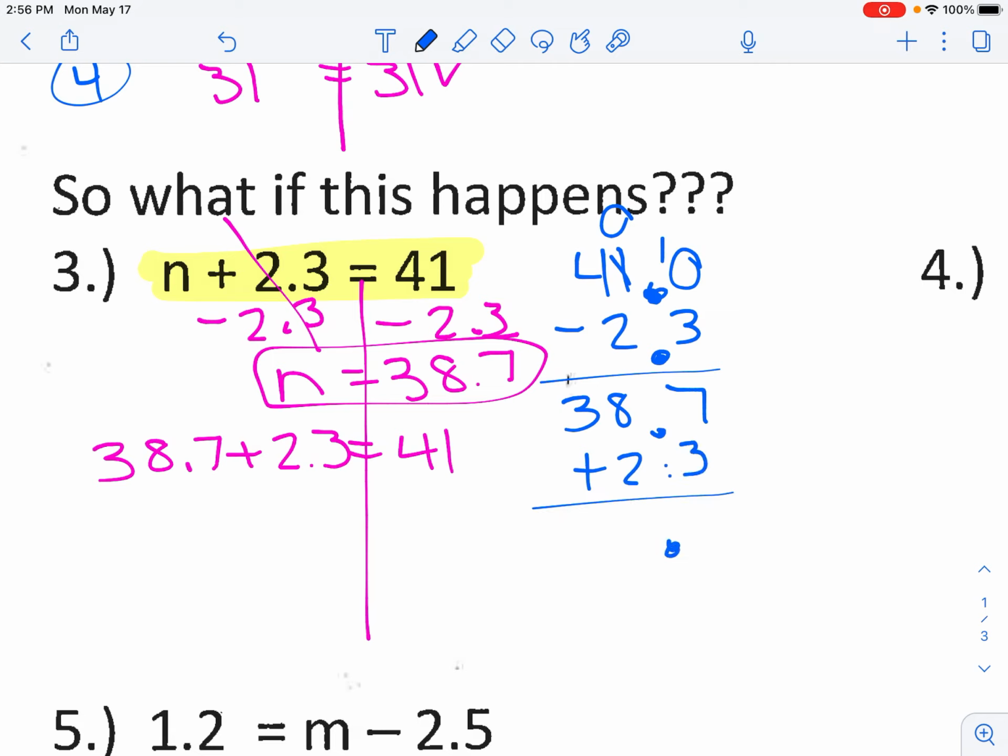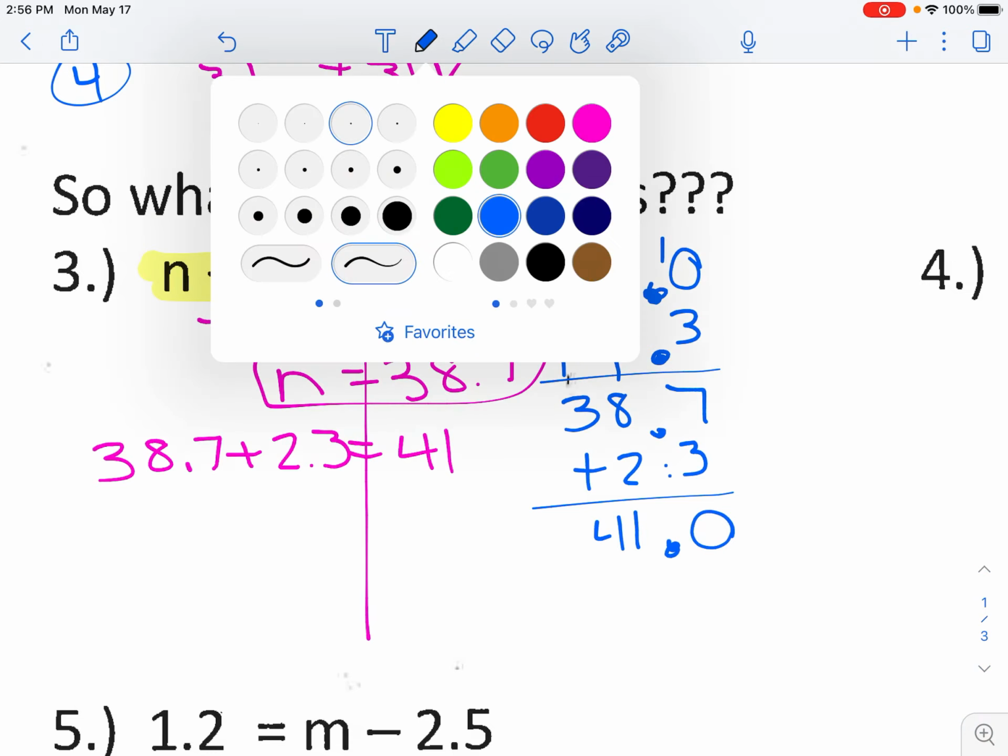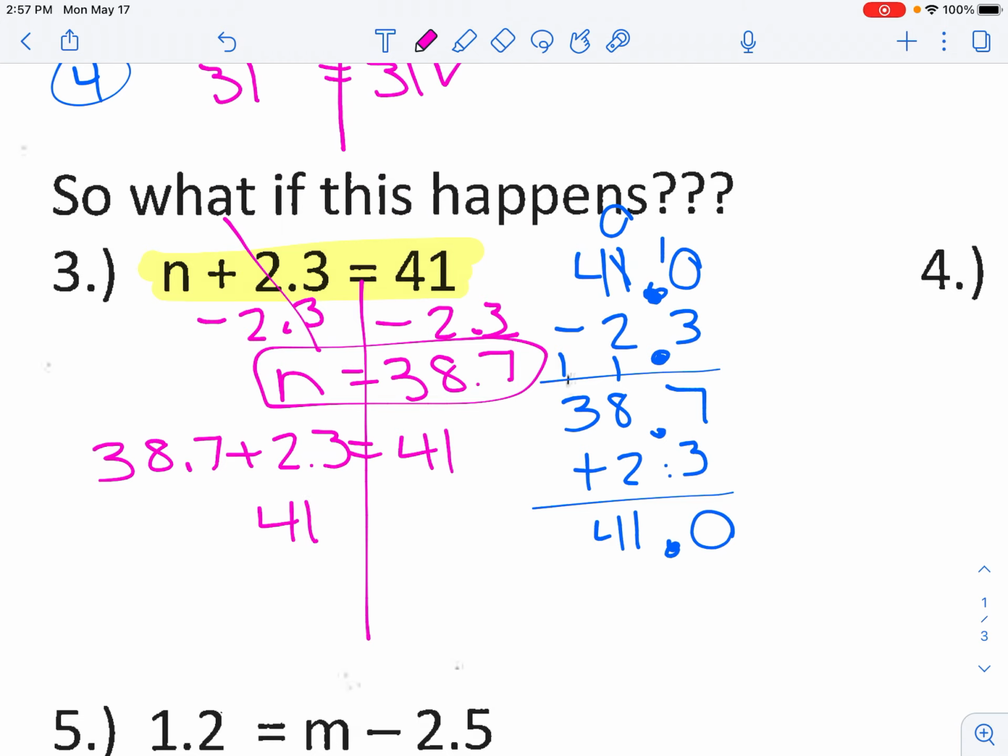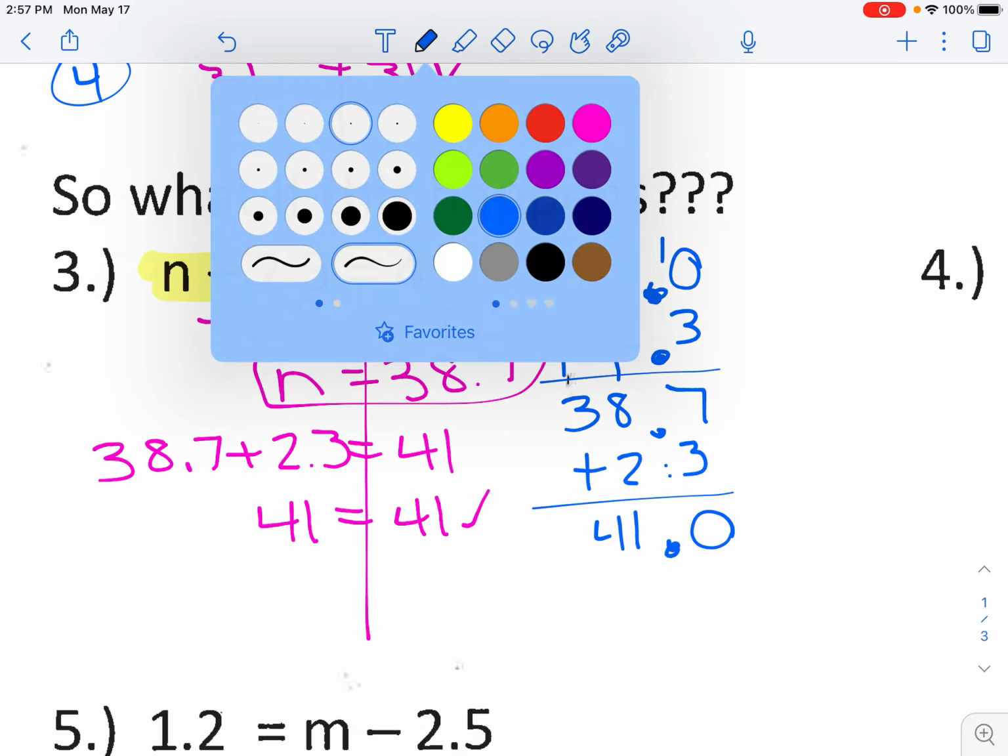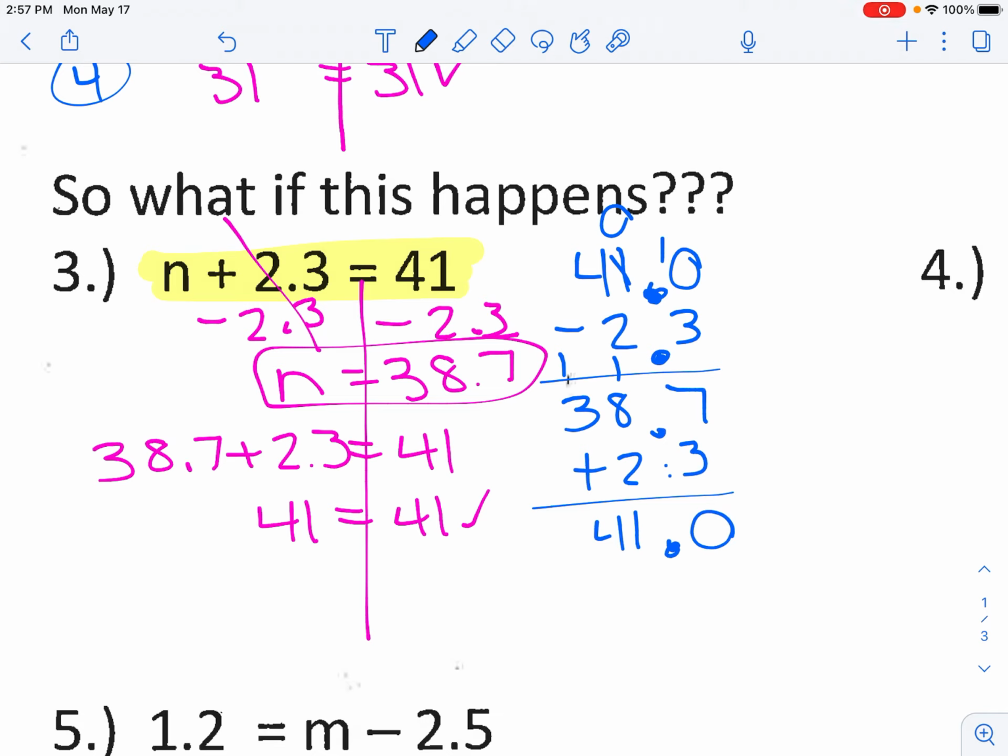So your decimal is going to drop down. 7 plus 3 is 10. 1 plus 8 is 9. Plus 2 is 11. And 1 plus 3 is 4. So 41 equals 41, check. 4 lines for every equation. Line 1, inverse operation, box your solution, substitute, and check.